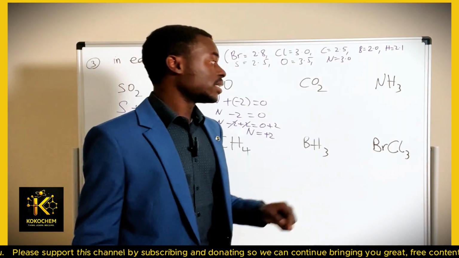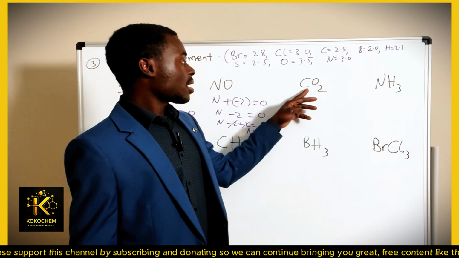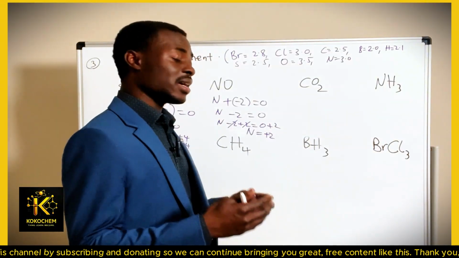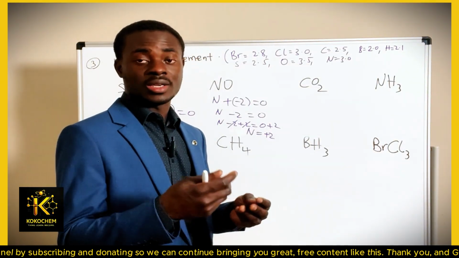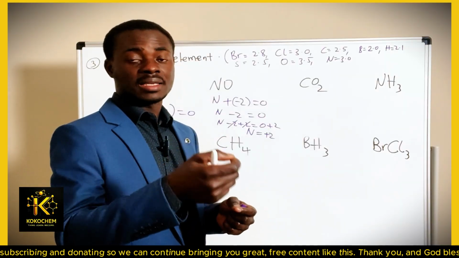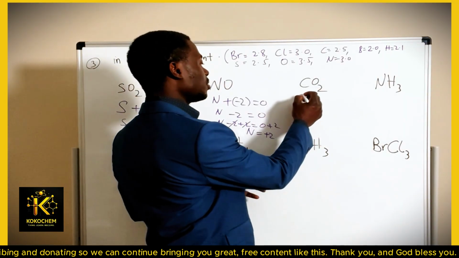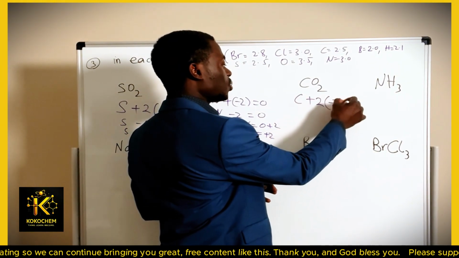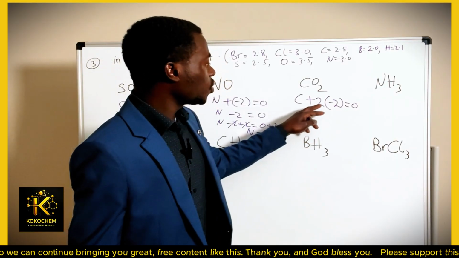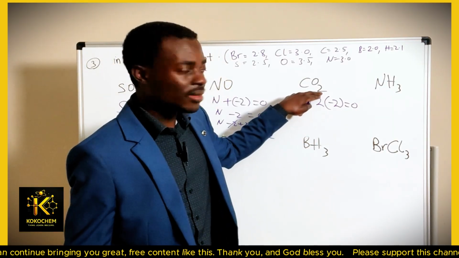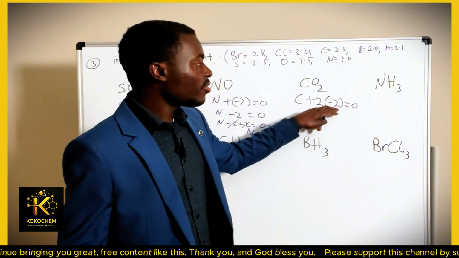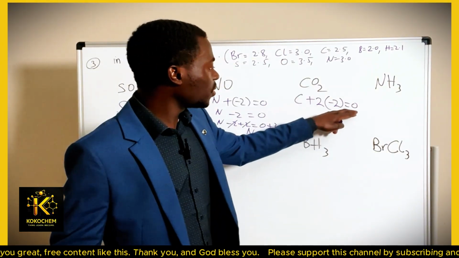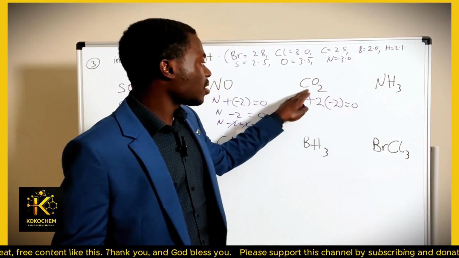Next is carbon dioxide, CO2. Carbon is less electronegative than oxygen. So I shall say again, oxygen is more electronegative, so it will have a minus charge. So carbon plus 2 atoms of oxygen, -2, equal to 0. The 2, as I said, and the -2 is the oxidation state of oxygen, and the total is 0.